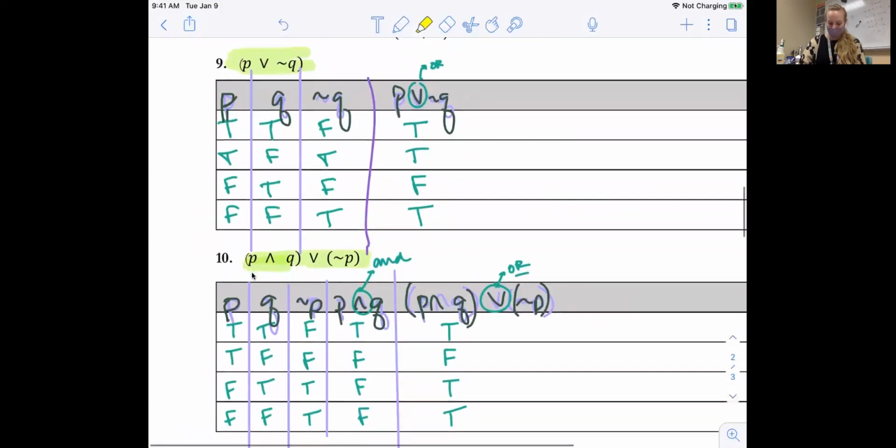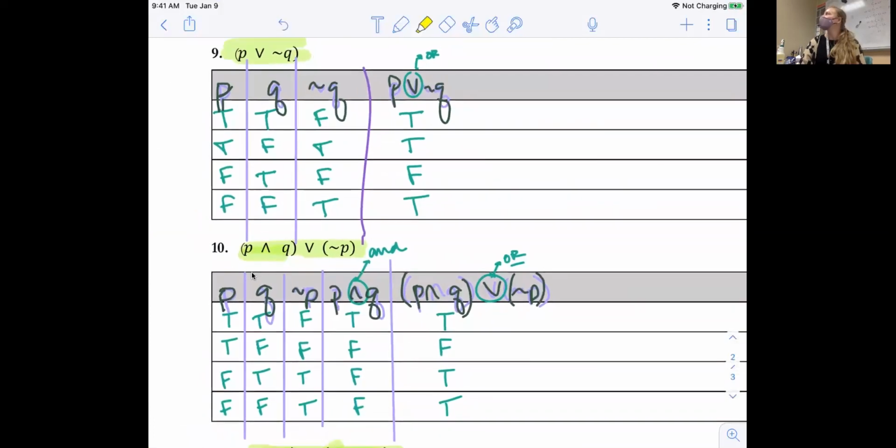All right, truth tables, 9 through 10. You can write more columns than I did. You can't write less columns than I did. I did about as bare minimum as possible. So I had P and Q, which you always have. And then I know I needed not Q. Then I was ready to do all of it, P or not Q.